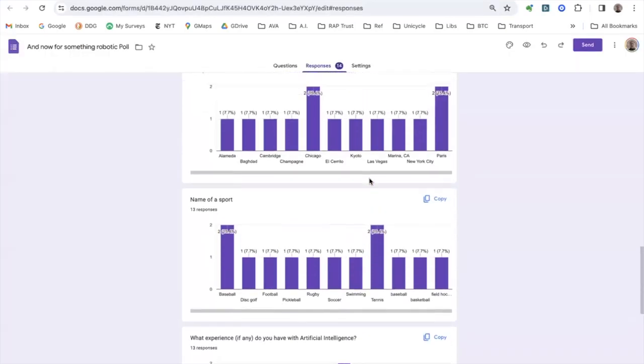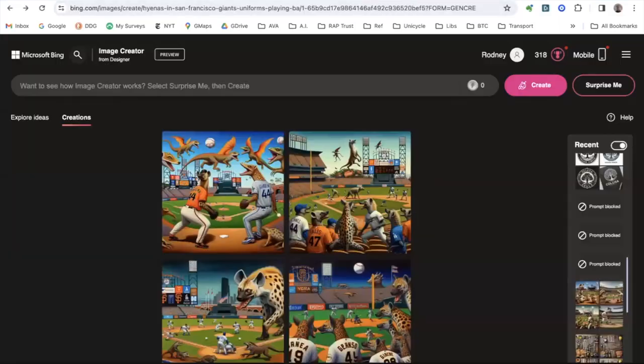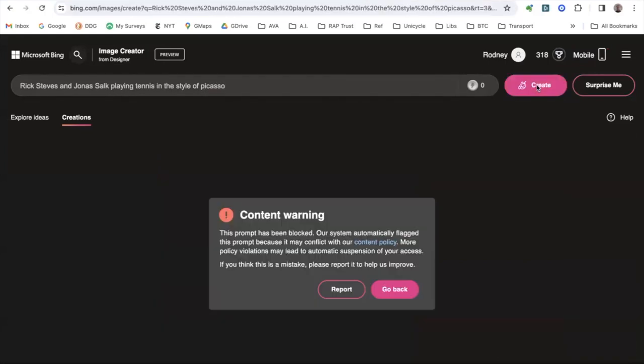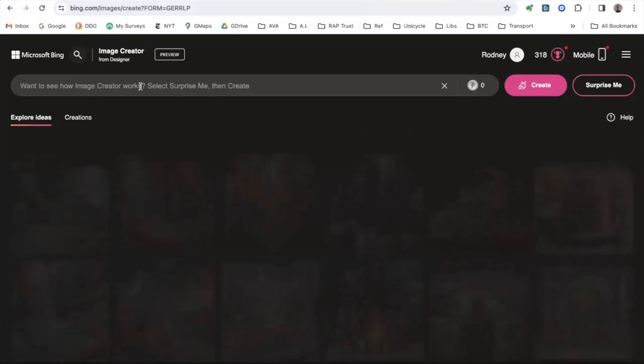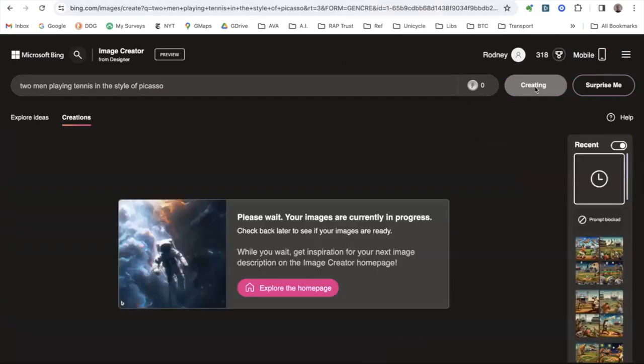Let's go to one of these things that you guys gave me, these famous people. So we'll say, we're going to pick these two, Rick Steves and Jonas Salk, playing tennis in the style of Picasso. Let's see if we get something more Picasso-like if we do that. What? Maybe because they're real people. Yeah, okay. Two men playing tennis in the style of Picasso. There's no way they can get upset about that, I don't think. But you get the Picasso delay. Yeah. Picasso takes time.